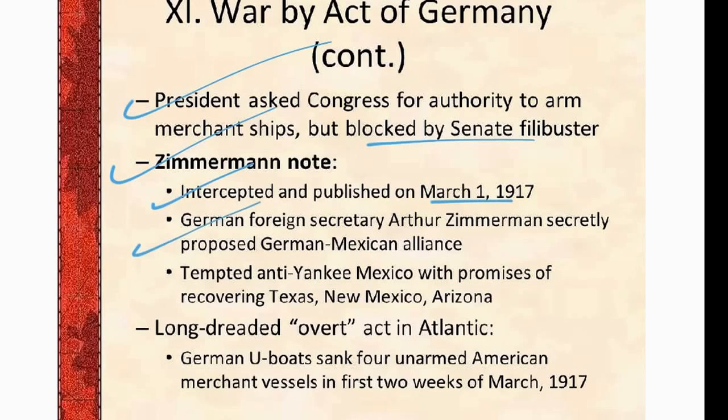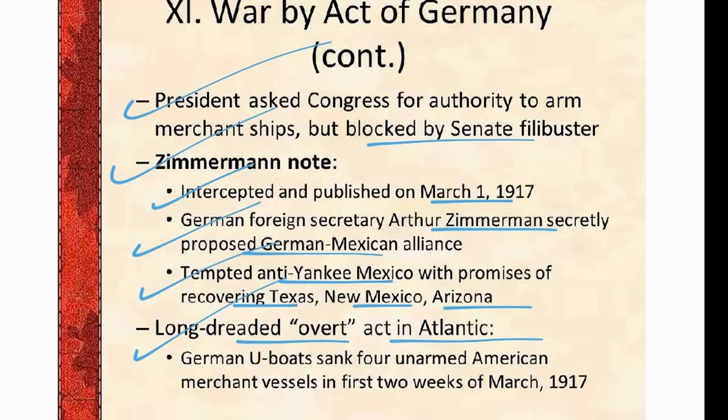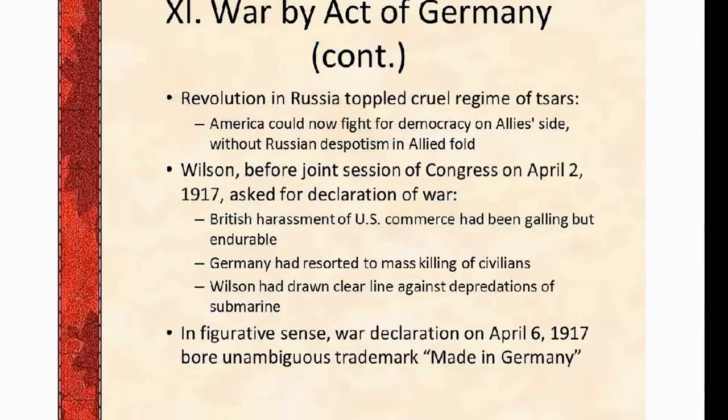The German Foreign Secretary Arthur Zimmermann secretly proposed a German-Mexican alliance. He tempted the anti-Yankee Mexico also with promises of recovering Texas, New Mexico, and Arizona if the United States was defeated. This was a long-dreaded, overt act in the Atlantic. German U-boats sank 4 unarmed American merchant vessels in the first 2 weeks of March 1917.